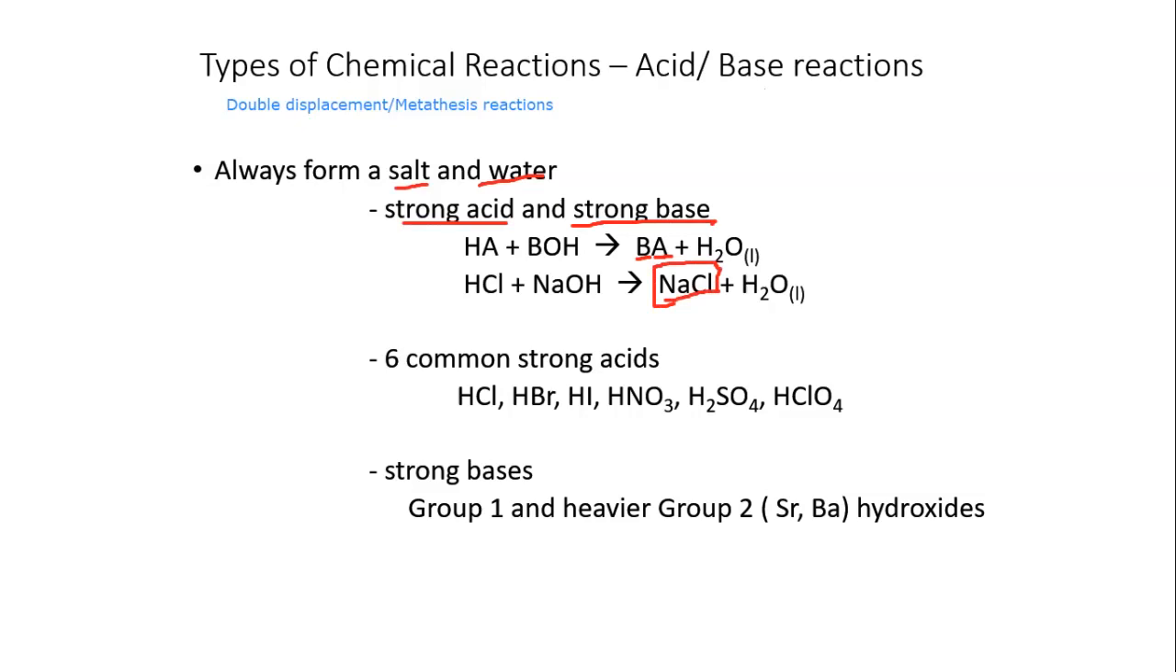So you may be asking, what are the strong acids? So right here are the 6 common strong acids. So it's very good if you remember these. It's very important later on down the road. And our strong bases are going to be the group 1 and heavier group 2 hydroxides, strontium and barium, listed here. So anytime you have an acid-base reaction, you're always going to form salt and water.